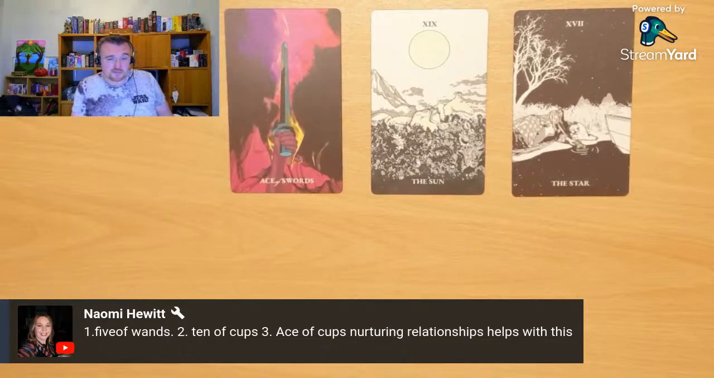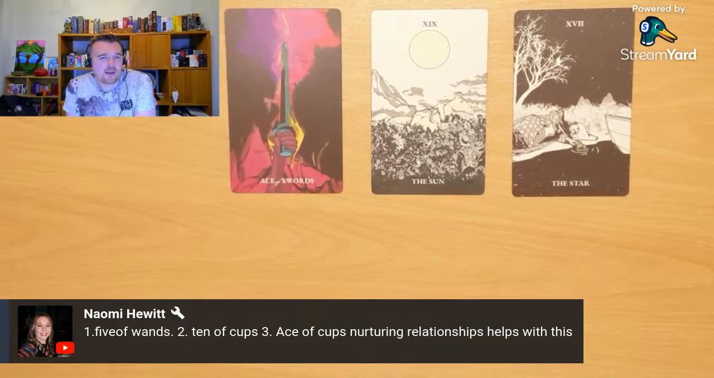The Ace of Cups for Naomi, nurturing relationships helps with this. Yeah, and the Ace of Cups is like that deep source of power as well. It's that well within us that we draw on that drives us. So yeah, I suppose the Ace of Cups links in with the heart as well. So you get the Ten of Cups and the Ace of Cups. So a heart and mind seem really strongly linked for you.